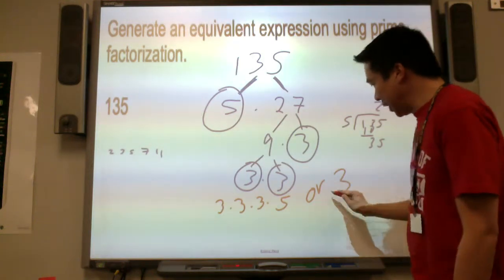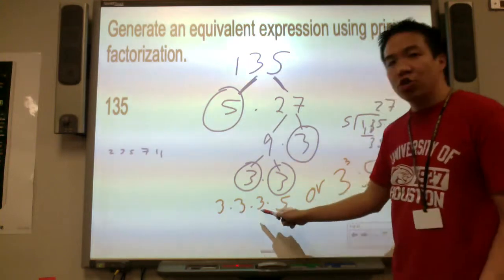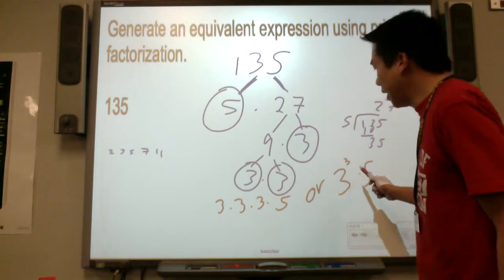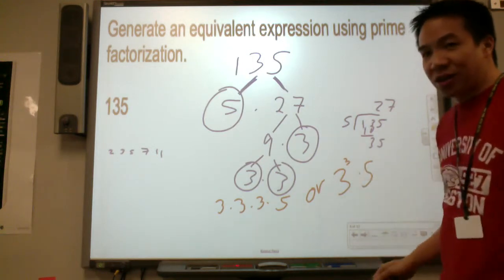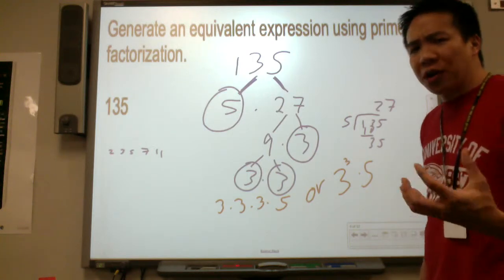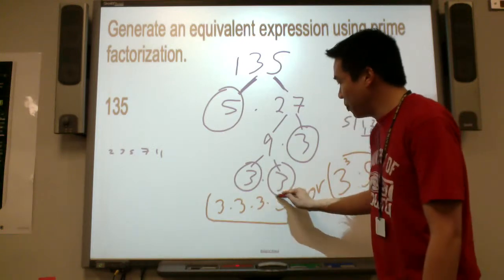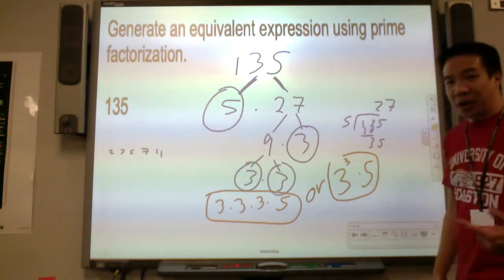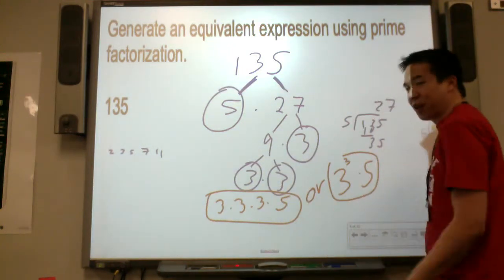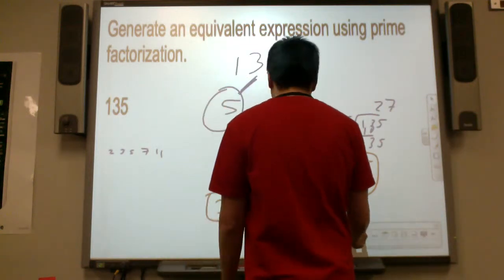What about 3 cubed times 5? Or 3 to the power of 3 times 5. Why? Because 3 is multiplied how many times? 3 times. That's why I write 3 to the power of 3. Again, 3 to the power of 3 is called cubed. So either one is correct. They both mean the exact same thing. So in our last lesson about exponents, you can break this down into 3, 3, 3, and 5, and you multiply it back, you get 135. So try the next example.